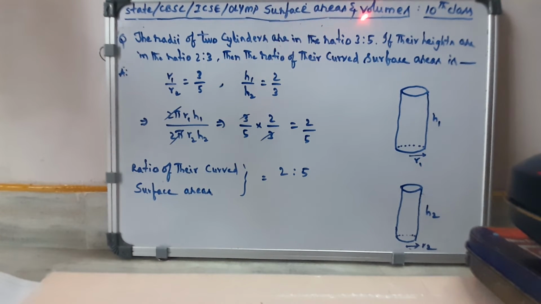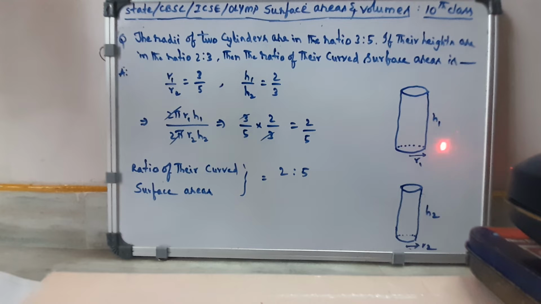So surface areas and volumes, 10th class, state CBSE ICSE Olympiad. What is the question here? The radii of two cylinders are in the ratio 3:5, right? So if their heights are in the ratio 2:3, then the ratio of their curved surface areas is dash.